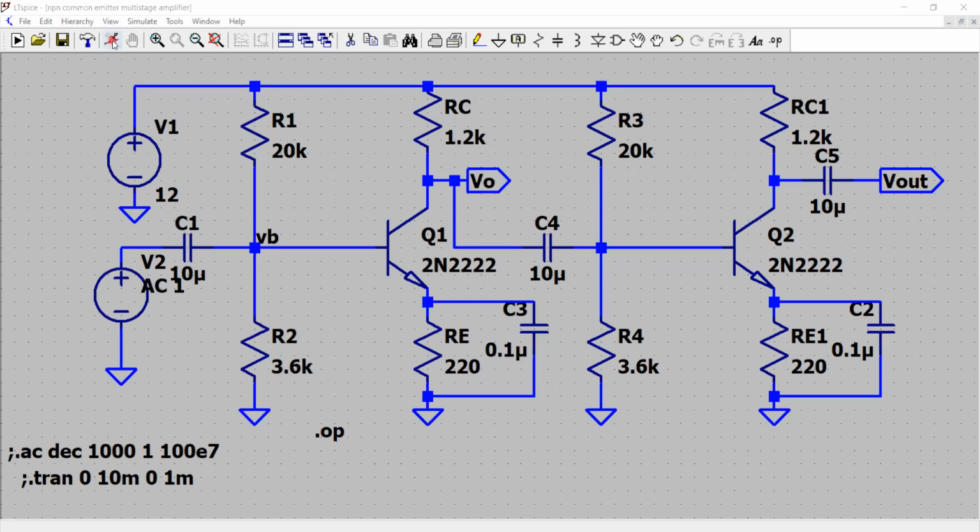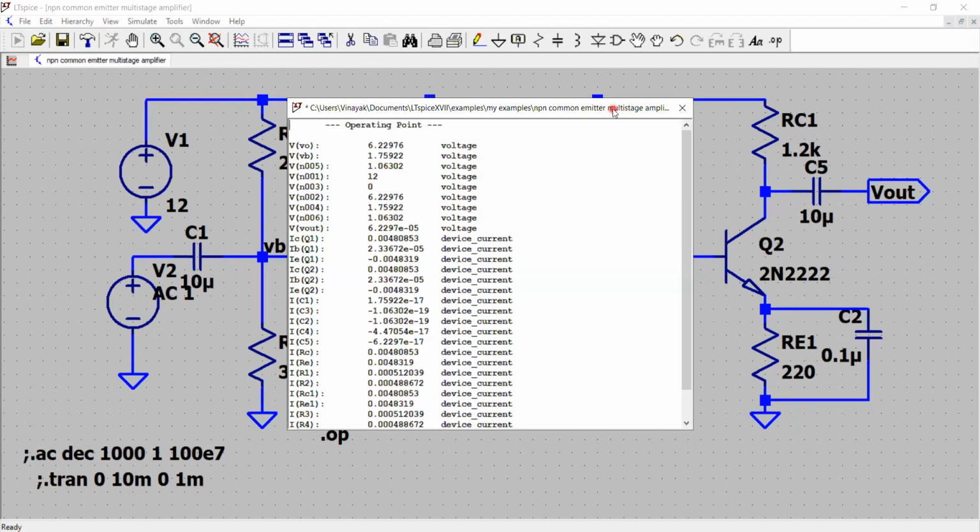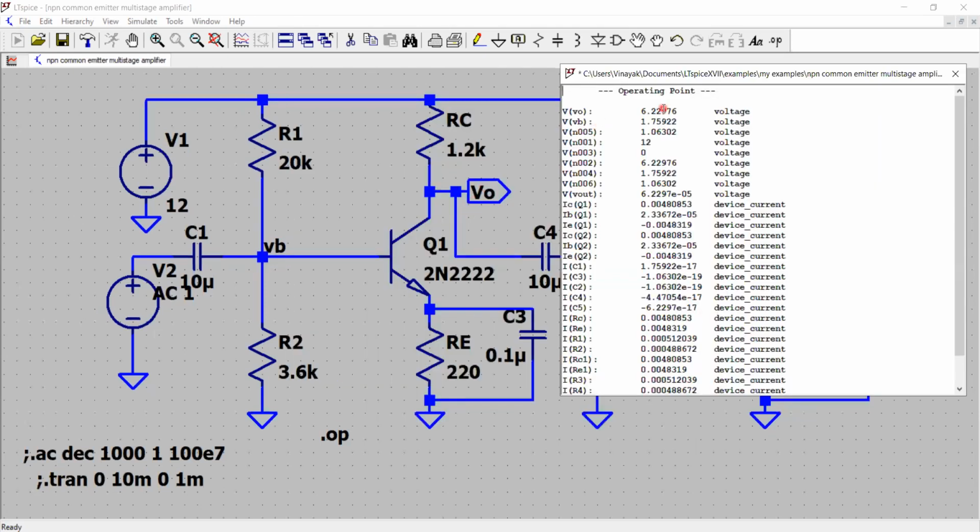I will click run and look at this table now. So here it gives me the voltage VO, which is biased, the DC bias level of this node is 6.22 volt. The VB is here, which is biased at 1.75. Then I have these other nets, N005 and 001 is 12. So obviously that's the supply voltage of the circuit. And N003 is 0.